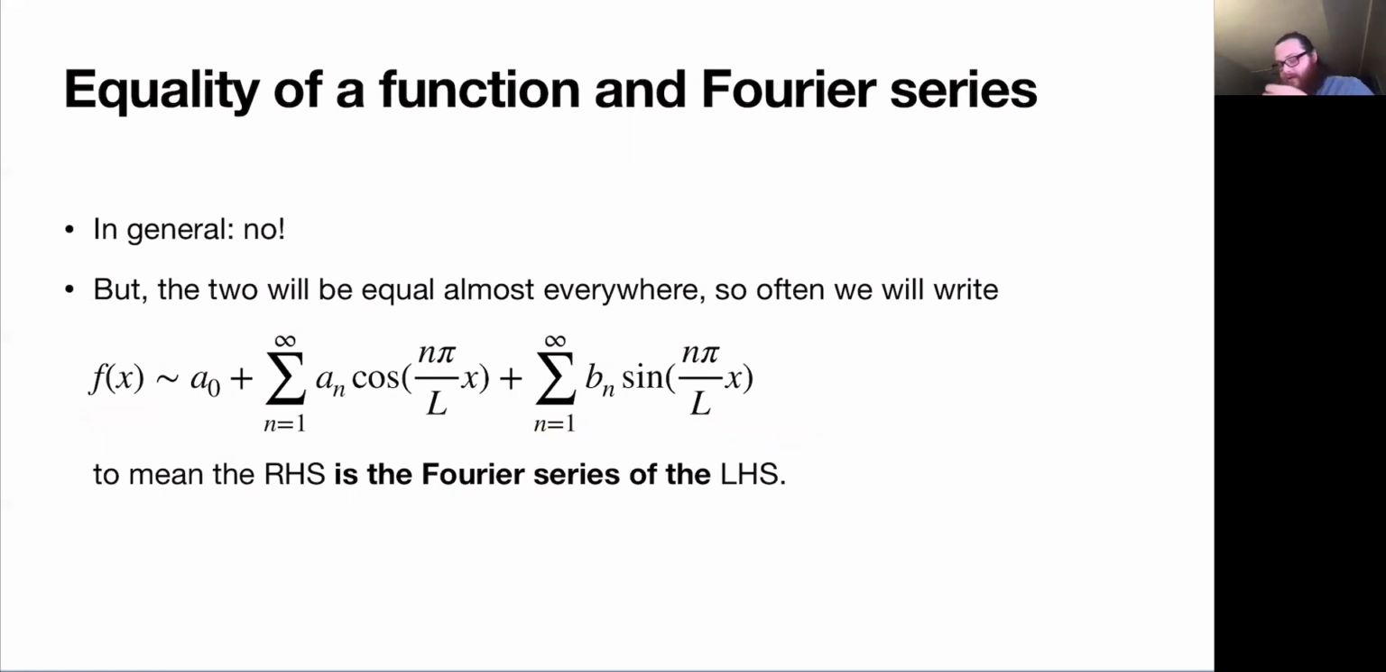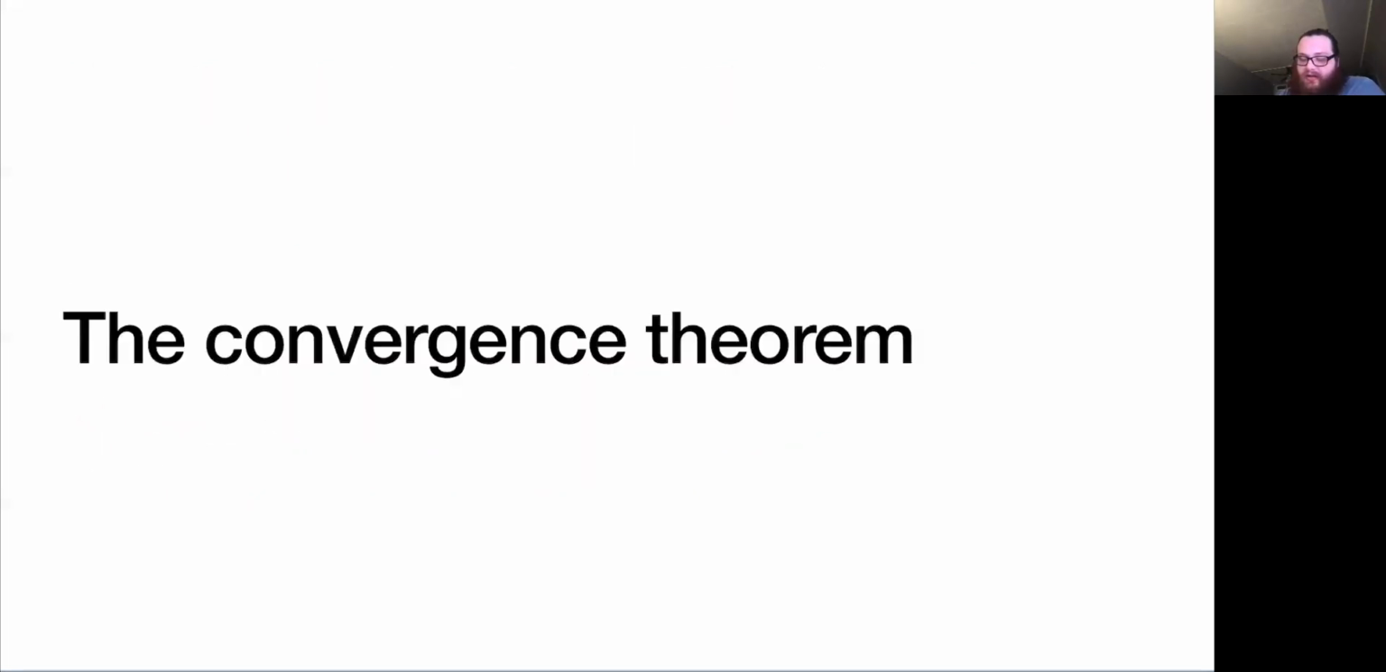So the observation here is the series may not be equal to the function f. Then the question is, how close is it? When are they equal? What can we say about whether or not there's an equality? And that leads into what we're going to call the convergence theorem, which states when the Fourier series converges to the function. And if it doesn't converge to the function, what happens instead?